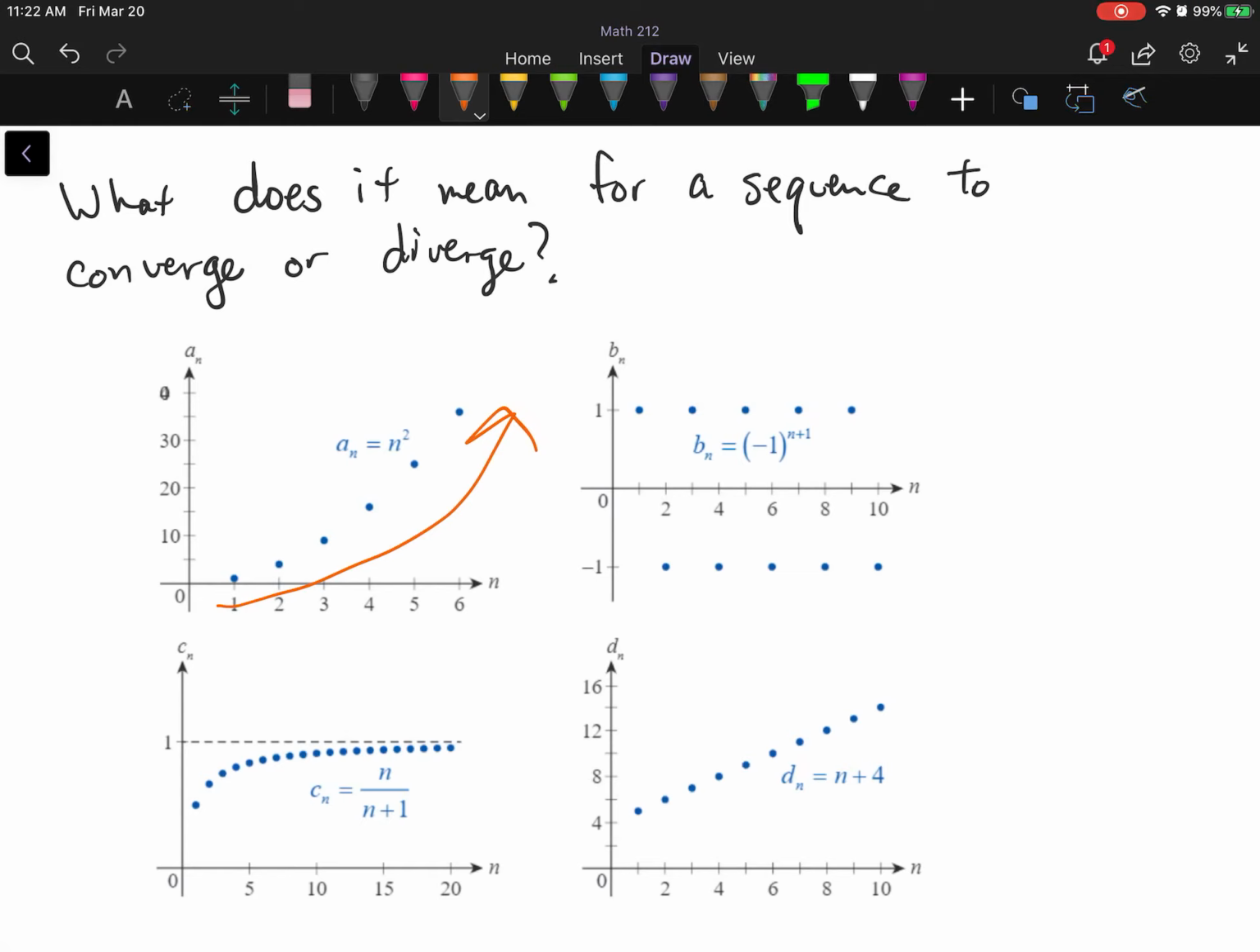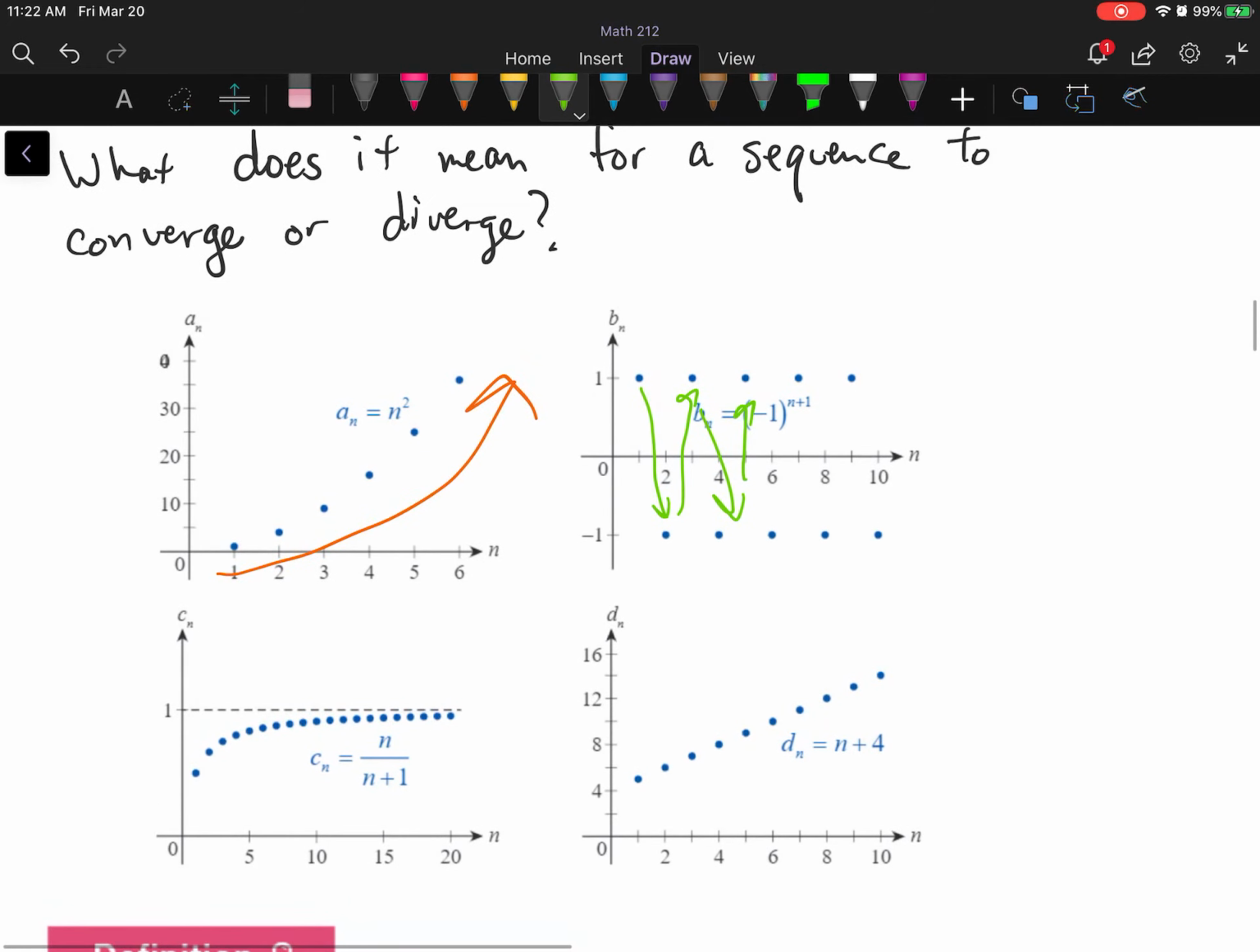Here, on the next one, b sub n, it looks like we're oscillating between 1 and -1, 1 and -1, and so on. This is also an example of a divergent sequence because it never settles down, closing in onto one specific number. It's a lot like the oscillating discontinuities that we talked about in Calculus 1.